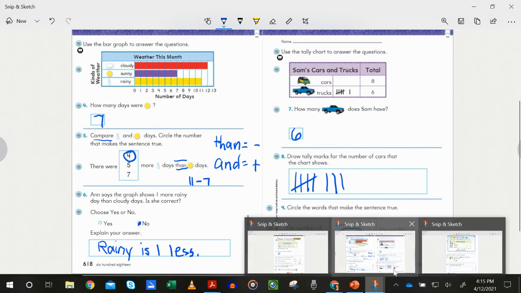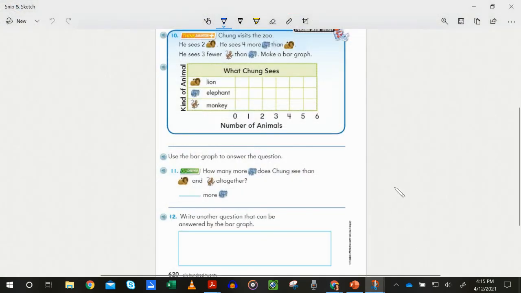Okay, let's switch back to our pencils. Number 10. Chun visits the zoo. We're going to make a bar graph for the animals he sees. So let's listen to what animals he sees. He sees 2 lions. Can you put that on the bar graph?